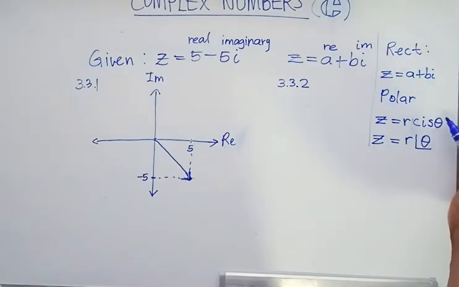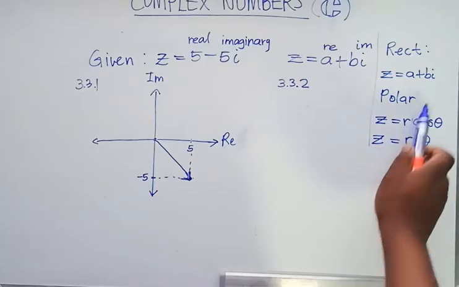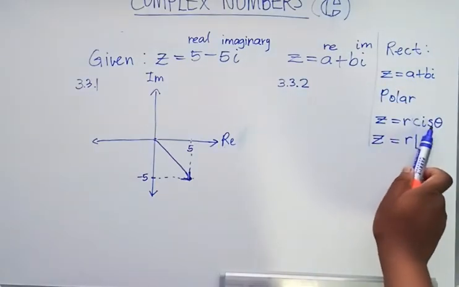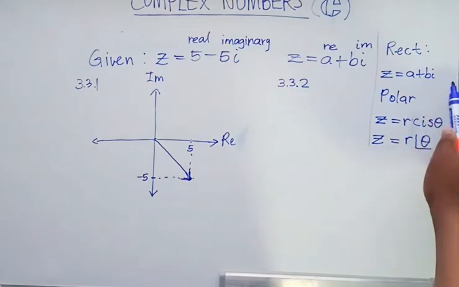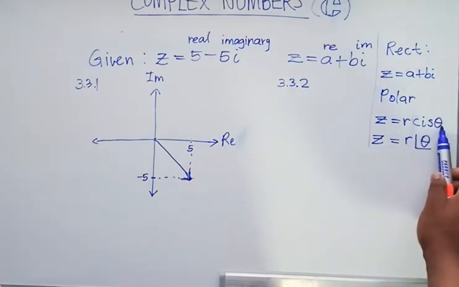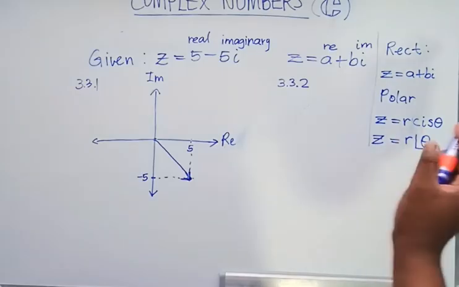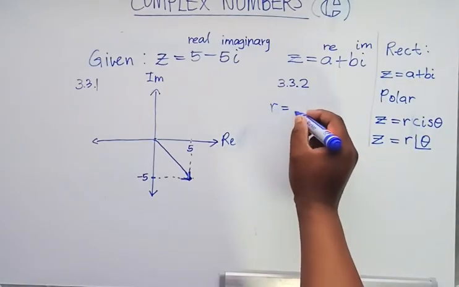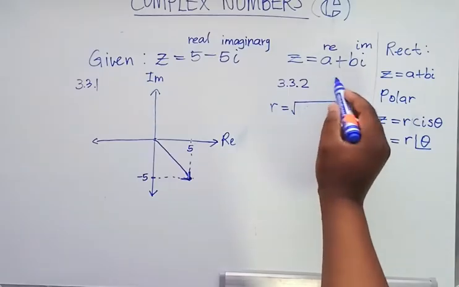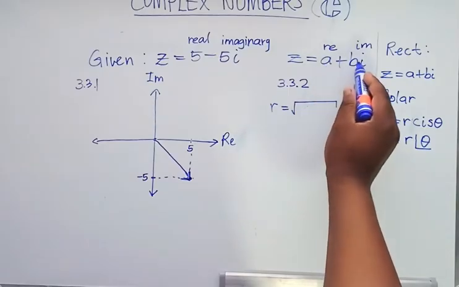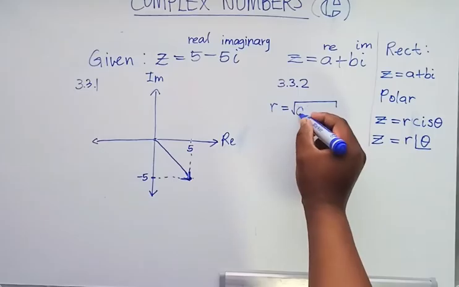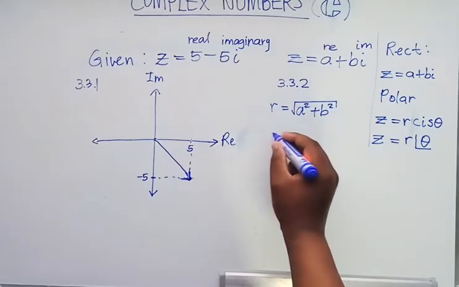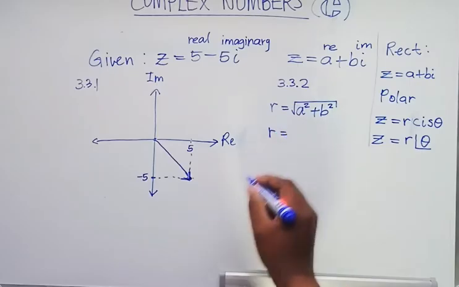What do we do? I first need to figure out r, because I can see that there's no r here. The i is already there. Then I also need to figure out my angle. So first things first, your r will be the square root of the real part squared plus the imaginary part squared. So it's the square root of a squared plus b squared, and that is how you figure out your r.